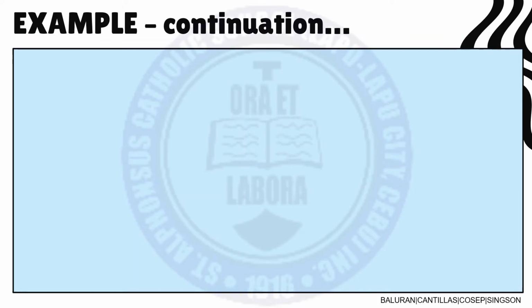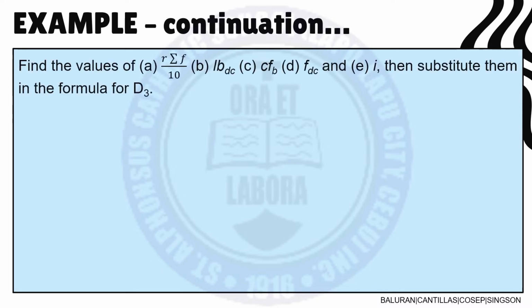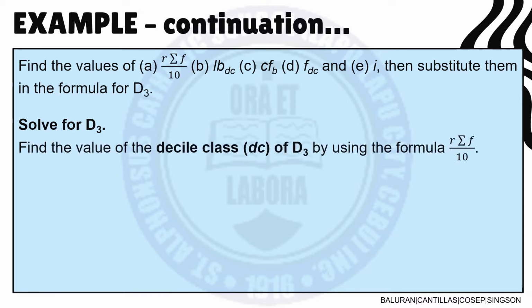To find the value of the third decile, first we have to find the following values, and then substitute them in the formula for D sub 3. To solve for D sub 3, first we have to find the value of the decile class of D sub 3 or the third decile, using the formula R times summation of f divided by 10.